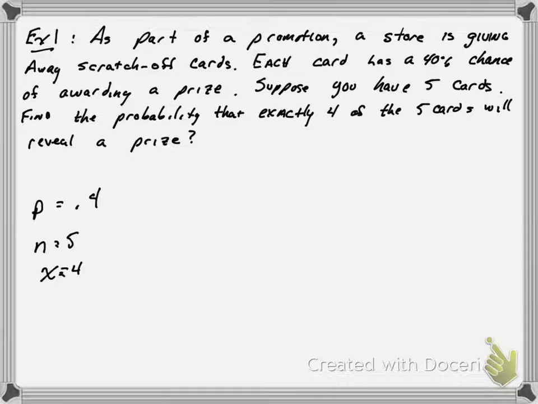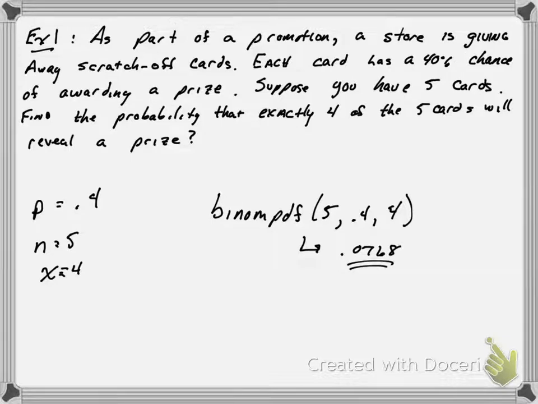So what you're going to hit when you get in your calculator, and we'll go through this again tomorrow in class, you want to hit binom PDF. Just write it down so you have it written down. Your trials are 5, probability is 0.4, and your X value is 4, because I want 4 out of 5. And then that's going to give you 0.0768 is my probability that 4 out of 5 cards will reveal a prize. You want PDF, not CDF. We'll talk more about that tomorrow.